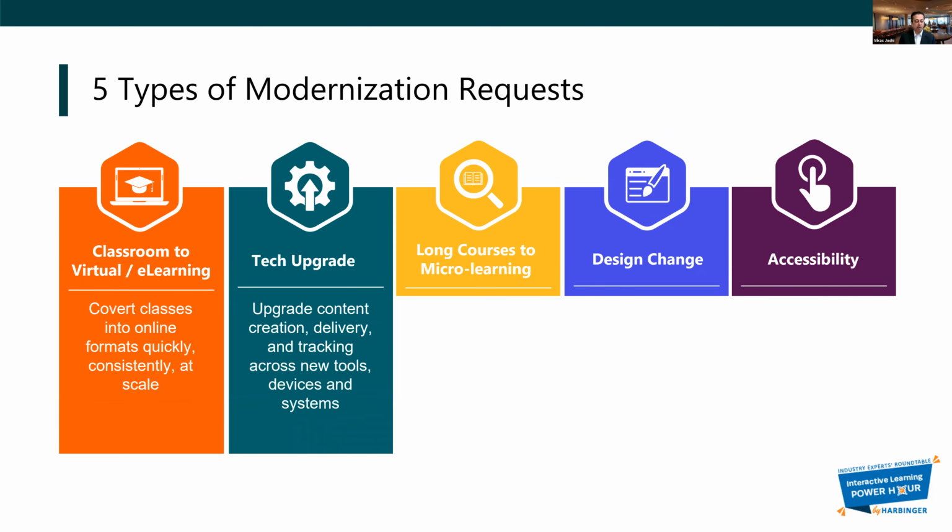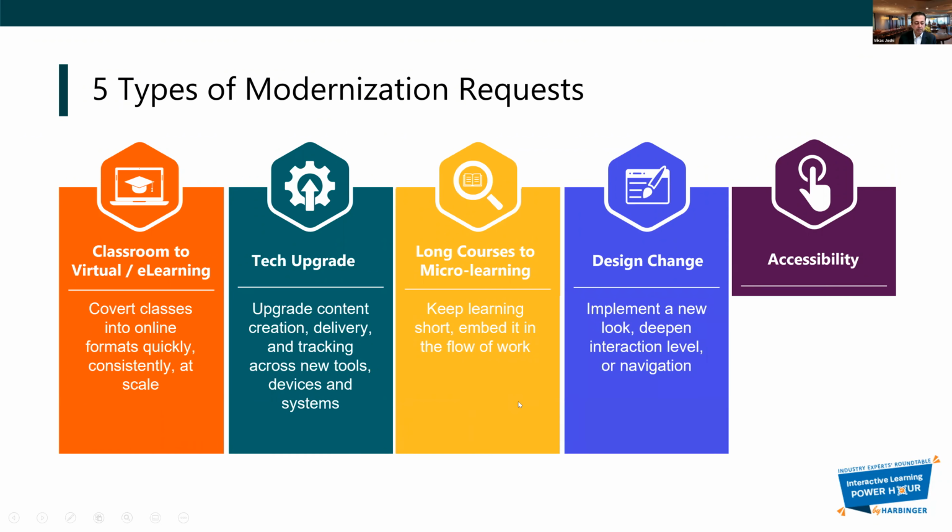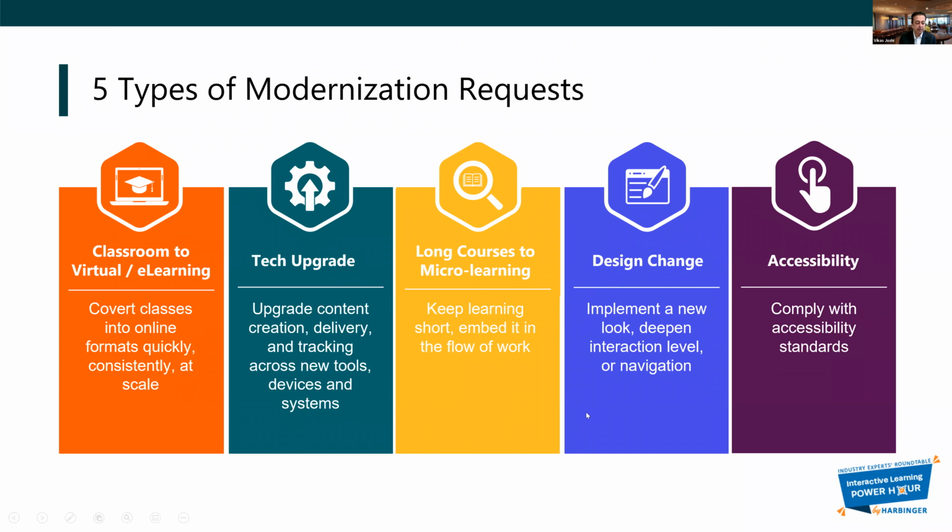In technology upgrade, you're talking about upgrading not only the content creation, but the delivery and tracking as well, across tools, devices, and systems. Going from long to microlearning courses, there's two things. One is to keep it short, and the other is to embed it in the flow of work. So the learning needs to be delivered at a point where it is needed most. Implementing a new look and deepening the interaction level could be the goals for design change and navigation as well. And from an accessibility perspective, complying with accessibility standards. So this is kind of the menu.